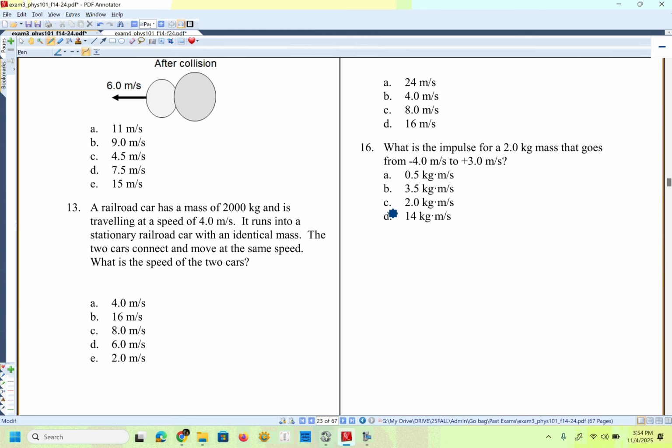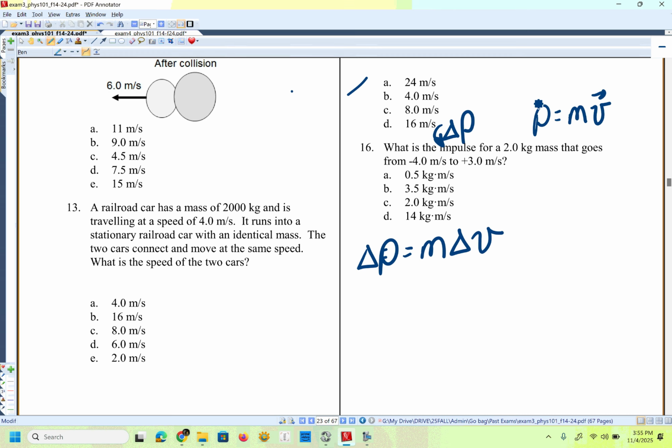Impulse is just a fancy word for change in momentum. So when I say delta P, I just want to know what is the change in momentum, and that's going to be m times delta v. This is not explicitly on your equation sheet, but it does say that p is equal to mv. And so impulse, which is the change in momentum, is just m times that delta v. So this is v_i, this is v_f, this is going to be m times v_f minus v_i.